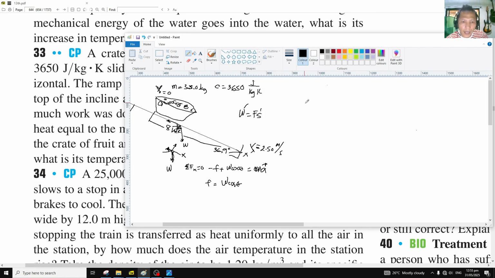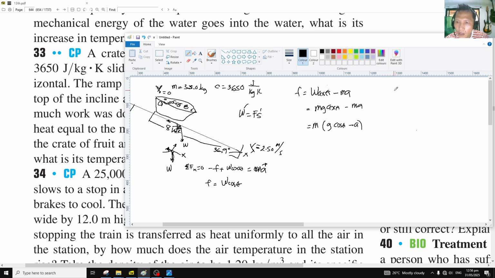So that would give us F, which is equal to W cosine theta minus ma. Right? Minus your ma. Since W is mg cosine theta minus ma, you both have m. So it becomes m times g cosine theta minus a. Okay? Your a we still have to compute.